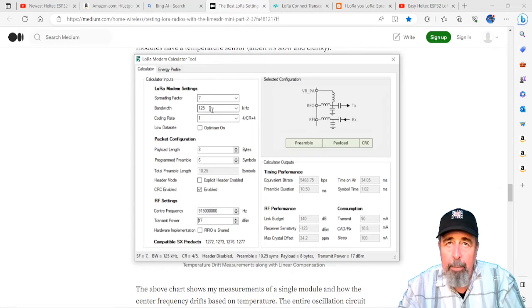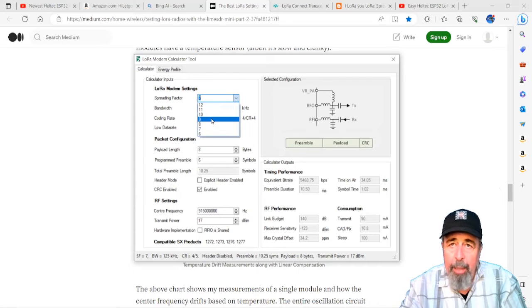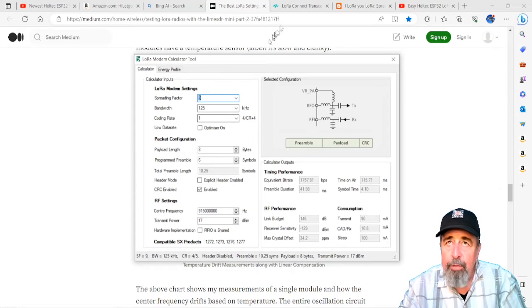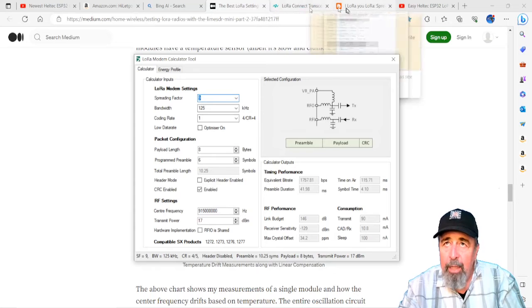Okay, I'm going to leave the bandwidth at 125. That's the lowest you can set on the HiLetgo ESP32 LoRa board. Spread factor, this is 7. That's the lowest available that I've seen as well. But I'm going to go ahead and pop that up to 9. Again, that's going to reduce our packet size and our data rate.